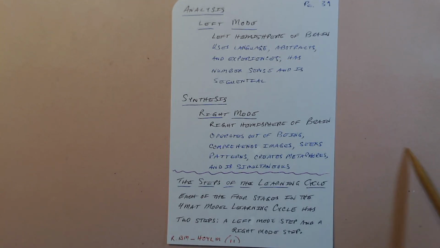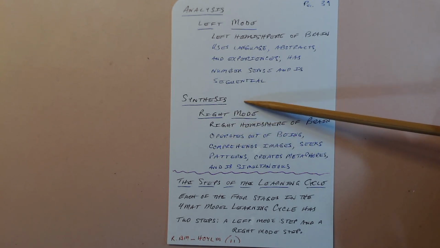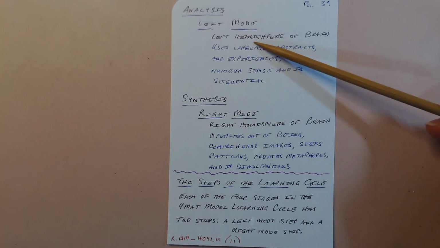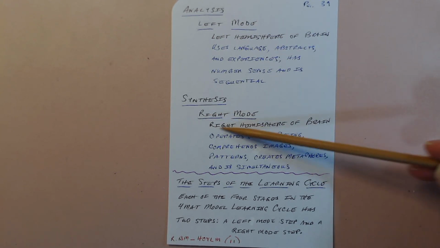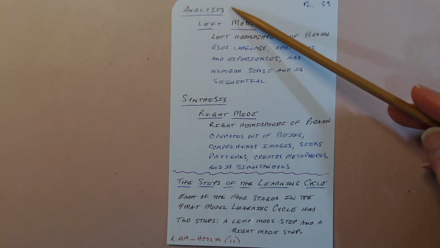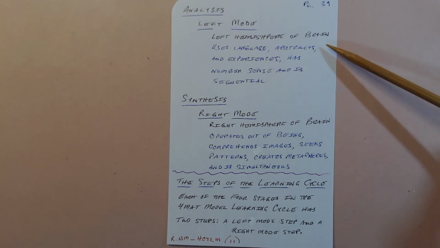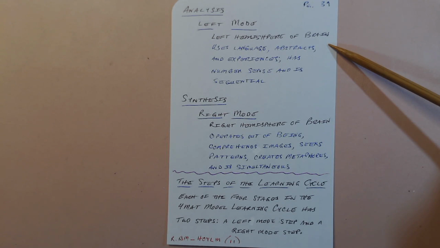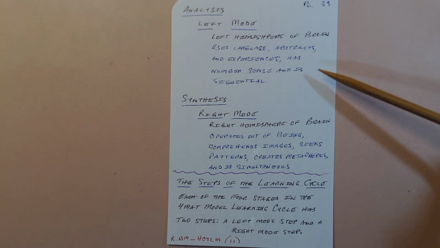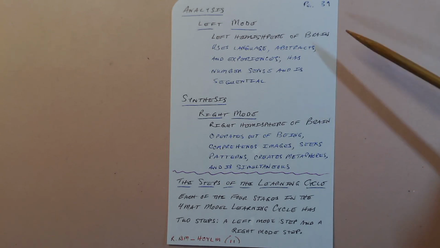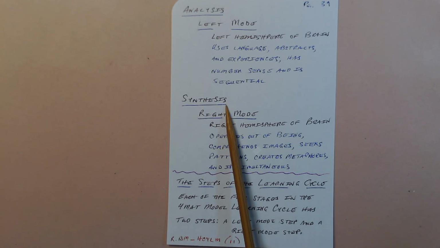The next pair of terms that I had identified in my pre-reading were analysis versus synthesis. So I learned that she also refers to analysis as left mode and synthesis as right mode. And this is what's going on in the learning process. Left mode learning is when the left hemisphere of the brain is dominant, and she defines it as using language, abstract concepts, and has a number sense and is sequential. She contrasts that with synthesis.